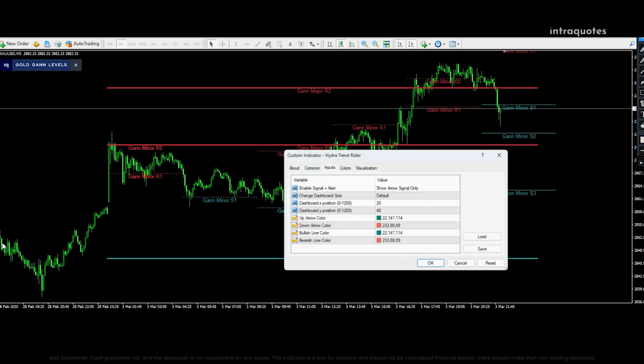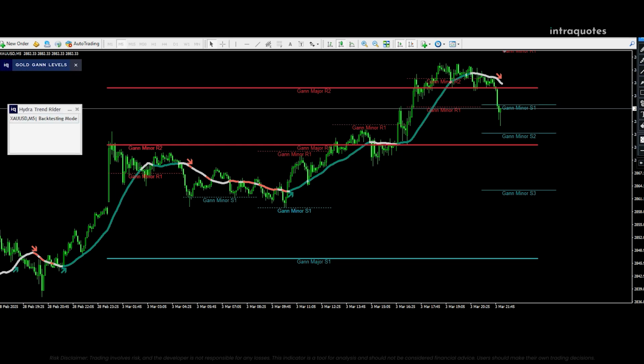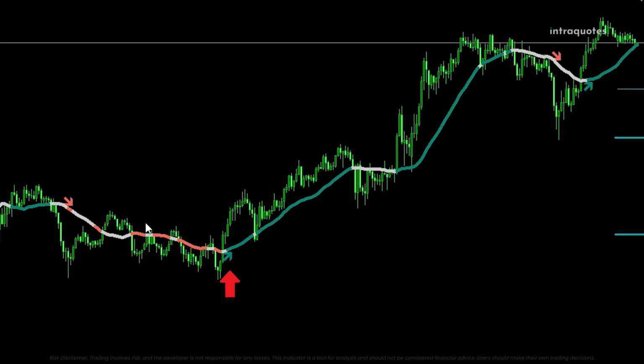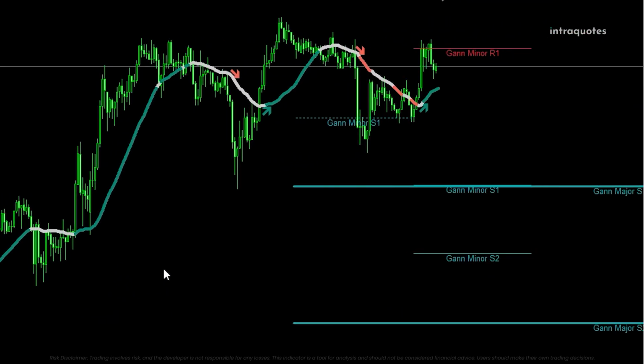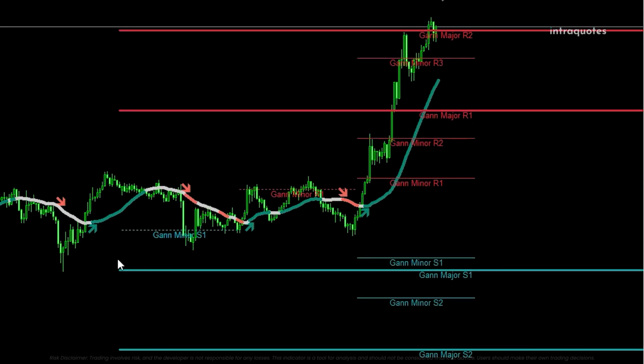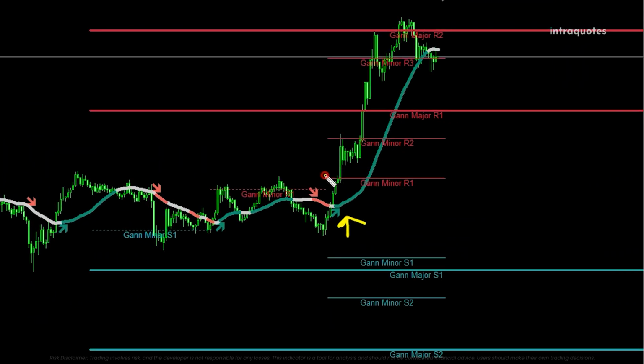I will add the Hydra Trend Rider indicator here just to understand better trade entry opportunities. Wow, look how accurately Hydra gave a signal here. Let's continue. Another great Hydra signal. The market broke this minor R1 level. A small pullback here after breaking this minor R2 level, and then the market finally reaches the Gann major R1 level.